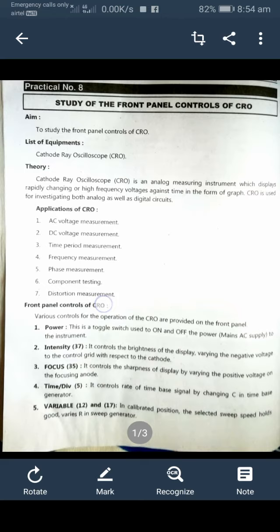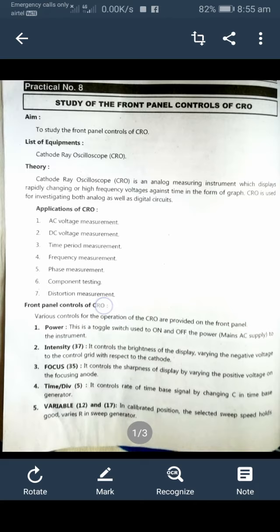Intensity: it controls the brightness of the display, varying the negative voltage to the control grid with respect to the cathode. Focus: it controls the sharpness of the display by varying the positive voltage on the focusing anode.